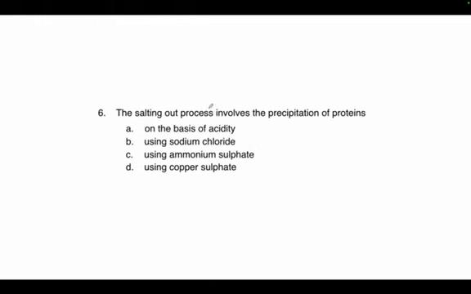The salting out process involves precipitation of proteins. In what way? Salting out process is usually the addition of ammonium sulfate to the point where the solubility of the protein is reduced and it will fall out of the solution. Right? So protein will precipitate from a solution at a specific concentration of ammonium sulfate. Okay? There is a series of which ions is best for salting out, and ammonium and sulfate ions are actually very effective at this, which is why we use this compound.